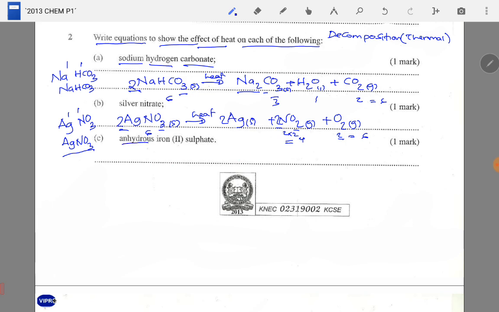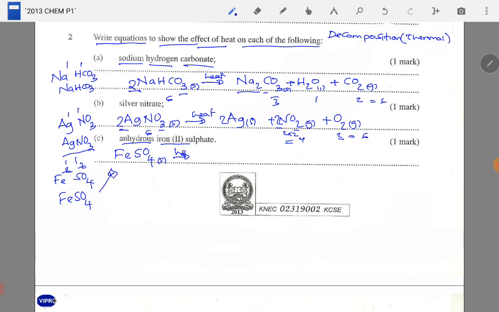And finally, anhydrous iron 2 sulfate. Iron 2 sulfate. Maybe we try it on the side. Iron 2 sulfate. This is common, so simplified 1. And remain with the chemical formula as this, so this is correct.